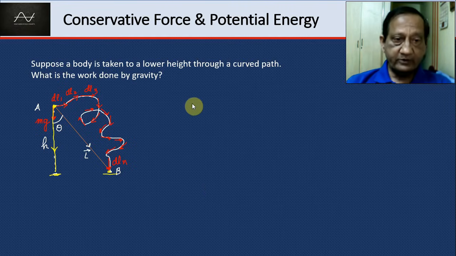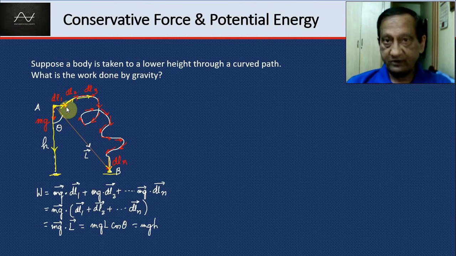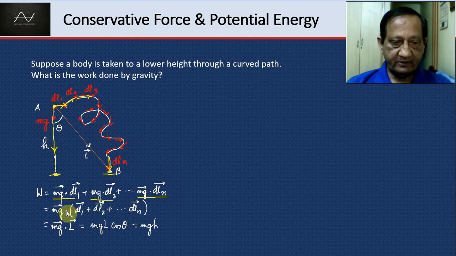And we can also do it in a more rigorous manner. Work done by gravity in a small displacement dl1, then in dl2, then in dl3, etc., up till dln. So let's add up the work done by gravity in each of those small displacements: mg dot dl1 plus mg dot dl2 plus so on up till mg dot dln. mg is common, so mg dot (dl1 plus dl2 up till dln).